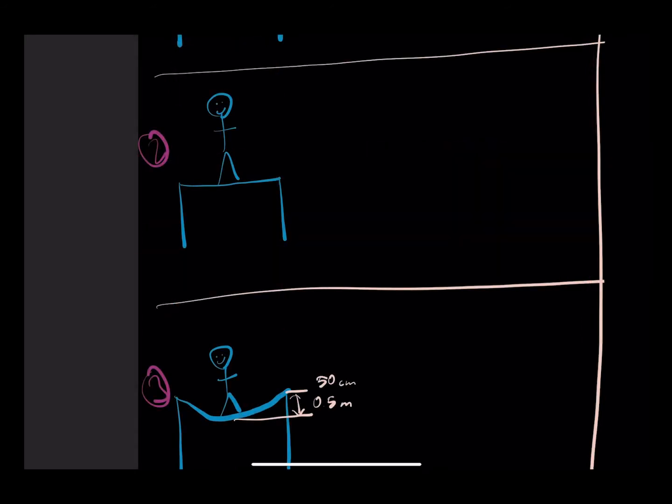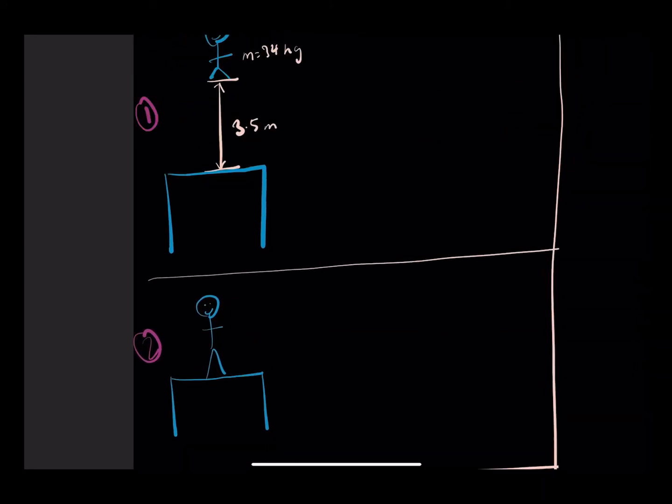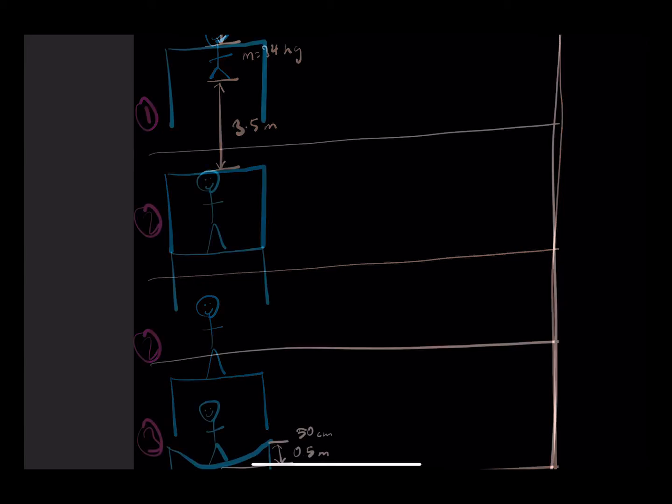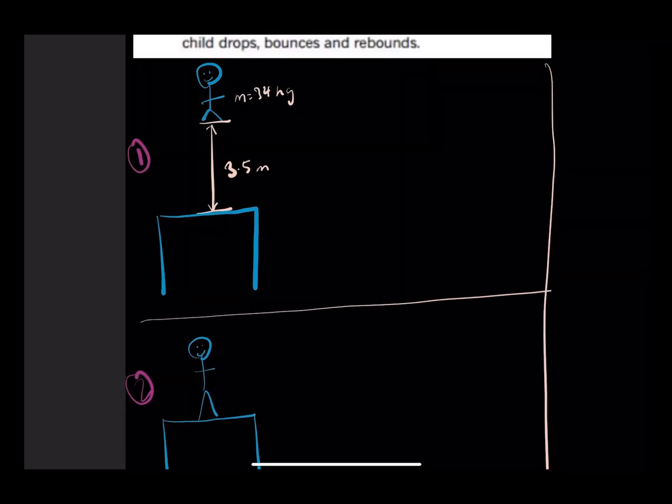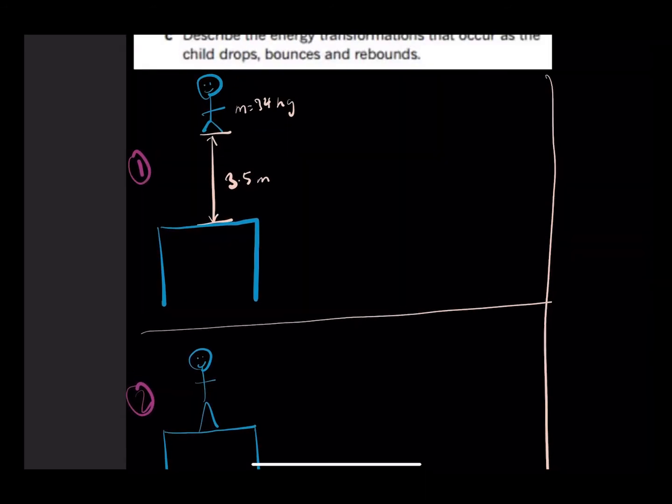Right at this moment here, when they first touch the trampoline, this is another interesting point for us. So whenever we're looking at a question like this, we want to think about, where do interesting things happen? We usually consider the top and the bottom of an object's motion, but in a case like this, the time when the child first contacts the trampoline is also going to be an interesting time for us. So let's have a look at these three scenarios in terms of energy.